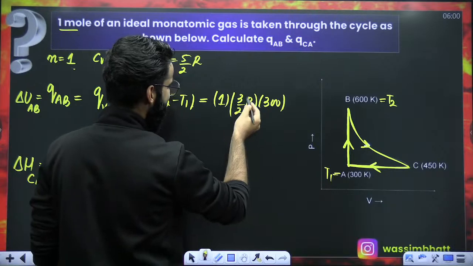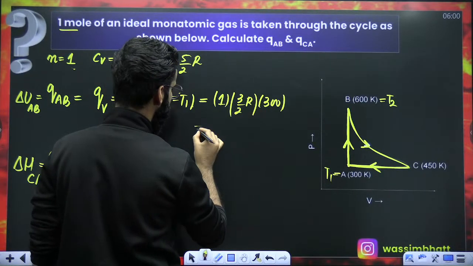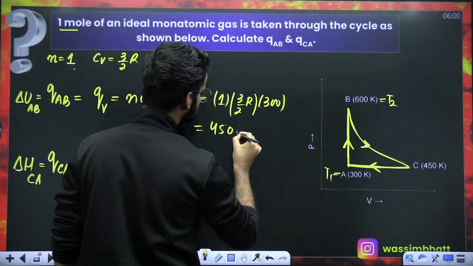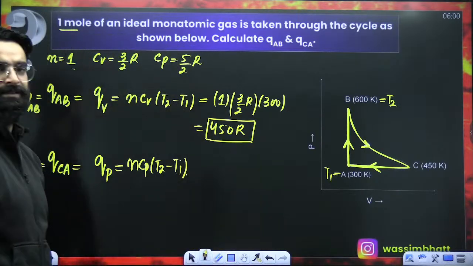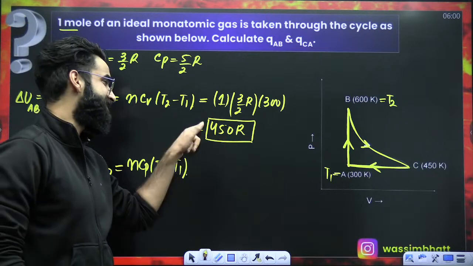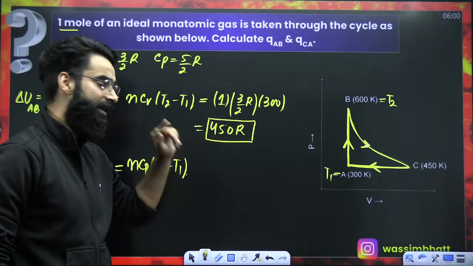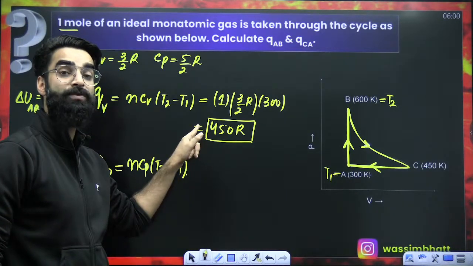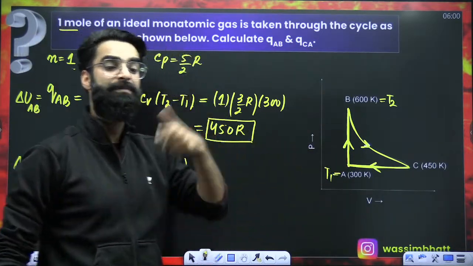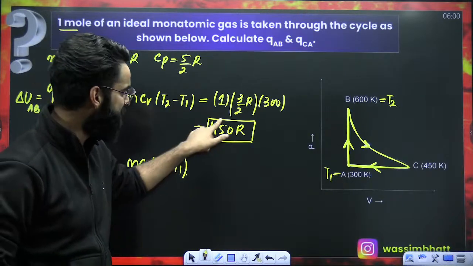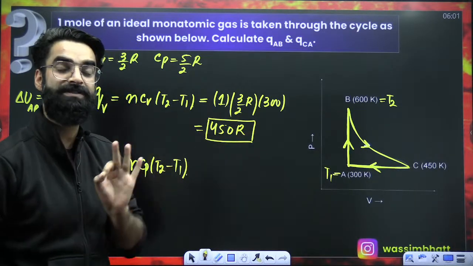So, this is 900 divided by 2, which comes out to be 450. So, the value comes out to be 450R. This is the value of heat. And the sign over here is coming out to be positive. If Q value is coming out to be positive, that means during the process AB, heat is absorbed by the gas. And this much heat is absorbed by the gas during the process AB.